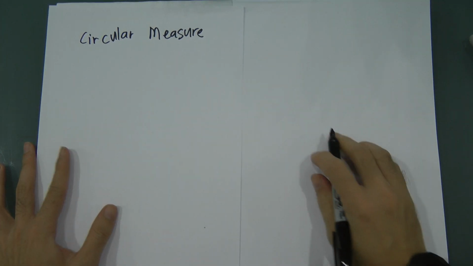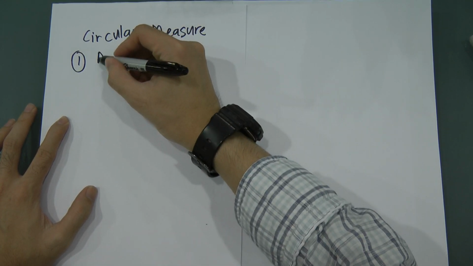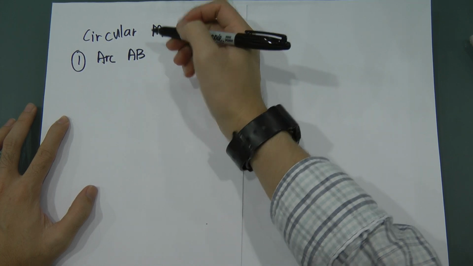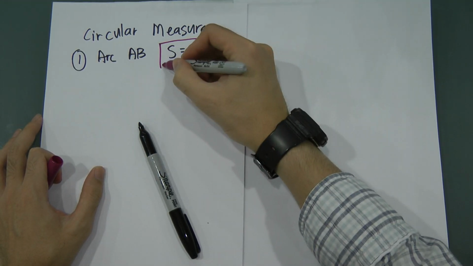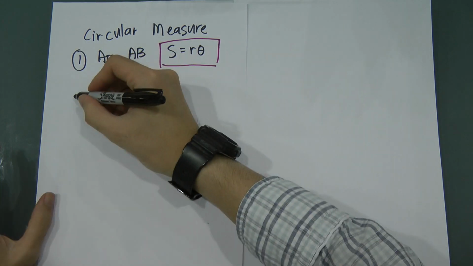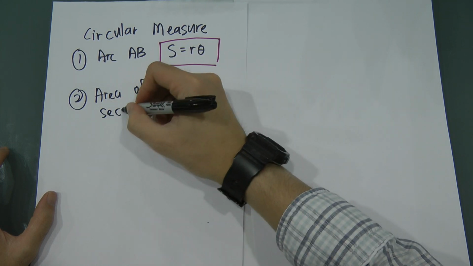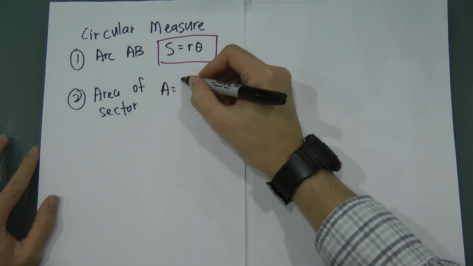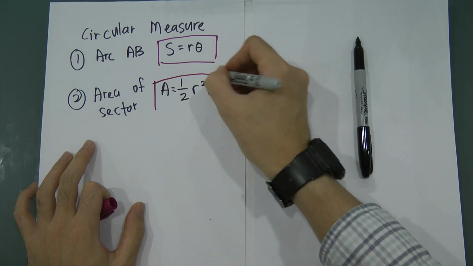We have two main formulas for circular measure. The first one is to find the arc, let's say arc AB. You will see a formula, something like S equals R theta. This is the first piece of information. The second one asks you to find the area of a sector. The area of a sector equals 1 over 2 r squared theta. These are the two main formulas.